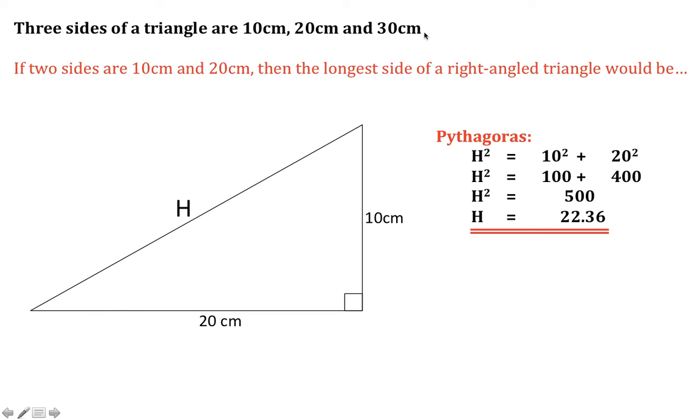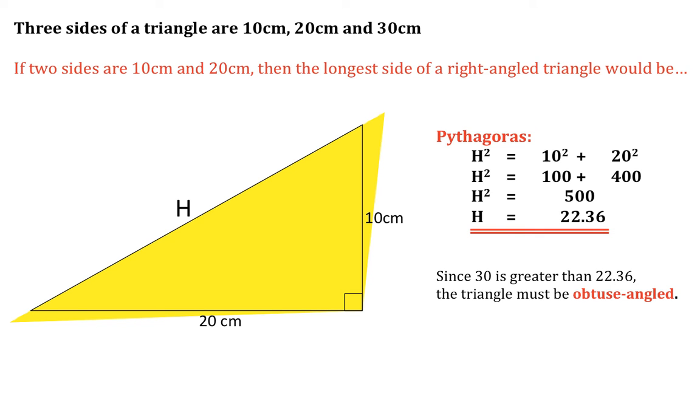But in fact, we're talking about a triangle where the longest side is 30 centimeters. So in fact, that longest side would have to be a bit longer, making the angle a bit wider. So since 30 is greater than 22.36 centimeters, the angle must be bigger than 90, so the triangle must be obtuse-angled.